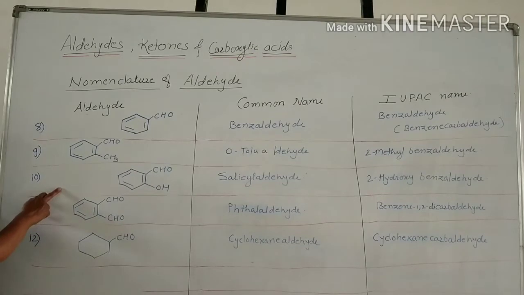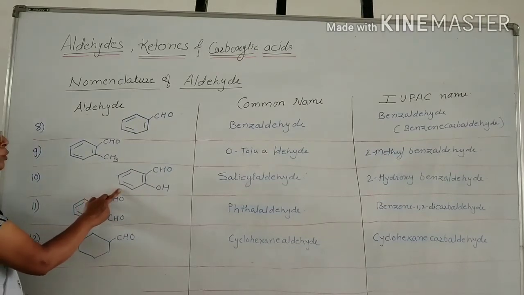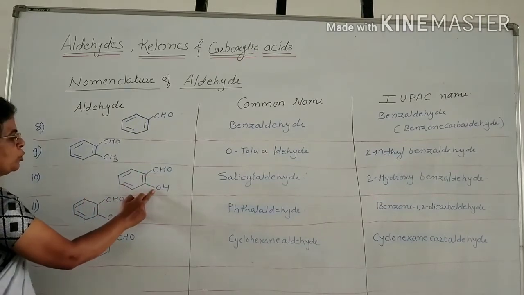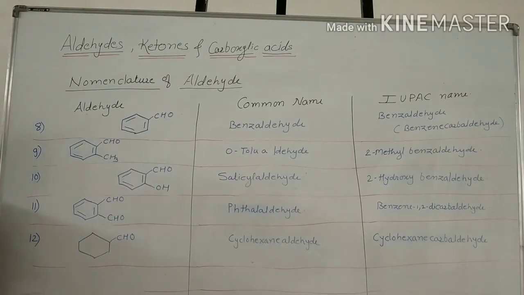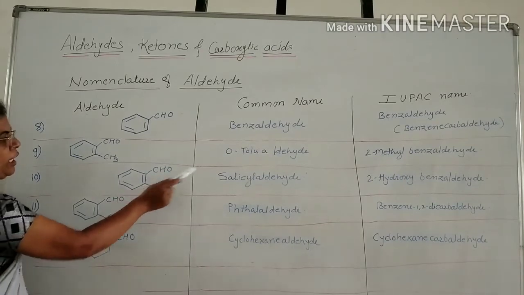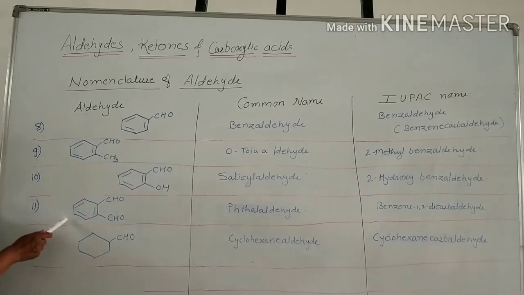Now next one, here benzene ring is attached to CHO group and OH group. This is salicylaldehyde, and this salicylaldehyde has IUPAC name 2-hydroxy benzaldehyde. Now next example, benzene ring is bonded to 2 CHO groups, that is 2 aldehyde groups at 1 and 2 position. Therefore common name of this compound is phthalaldehyde.